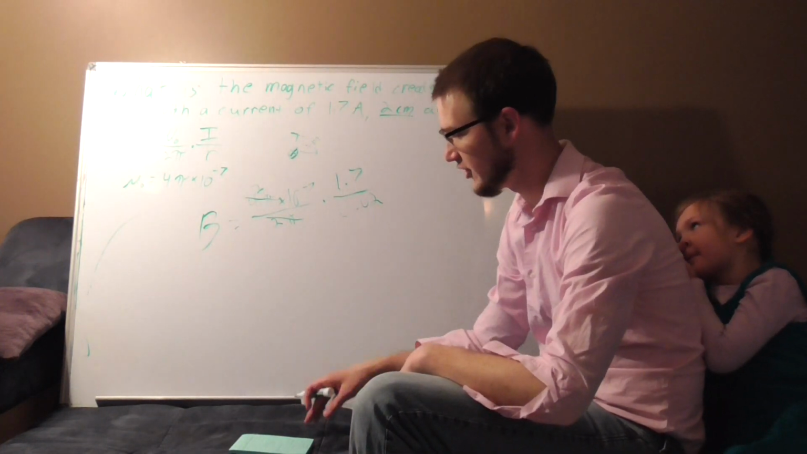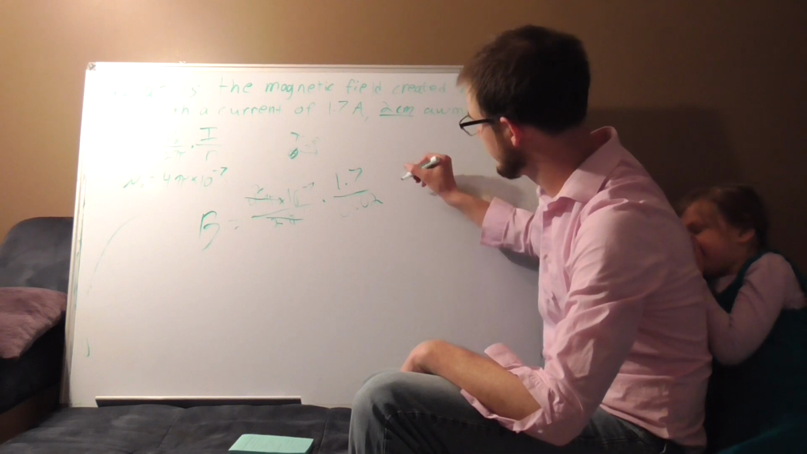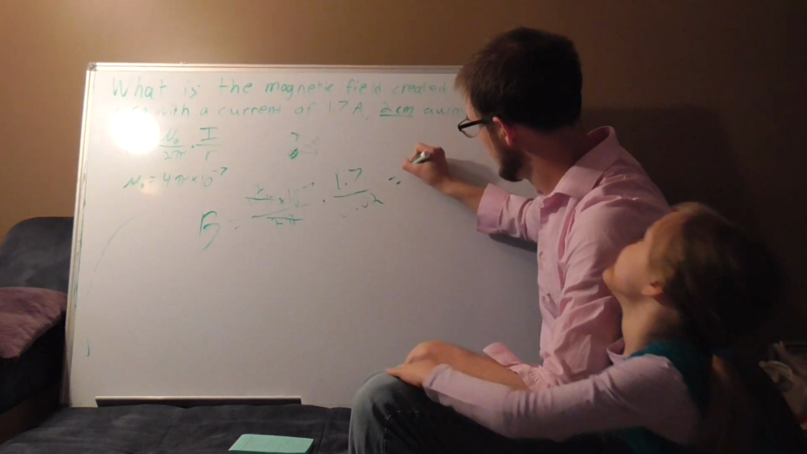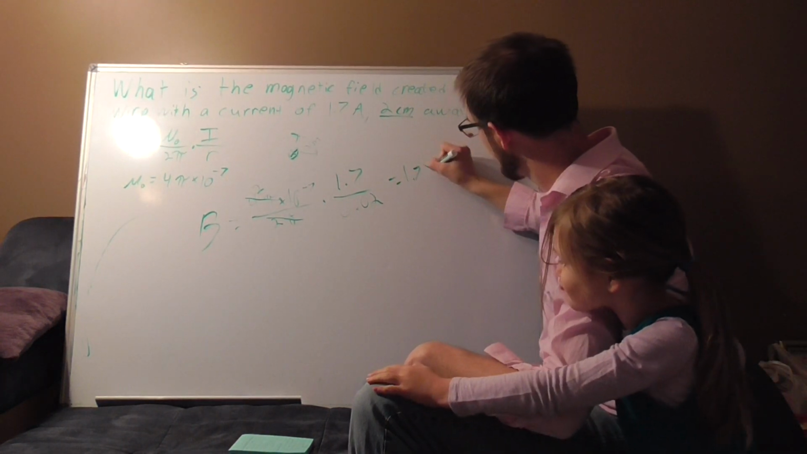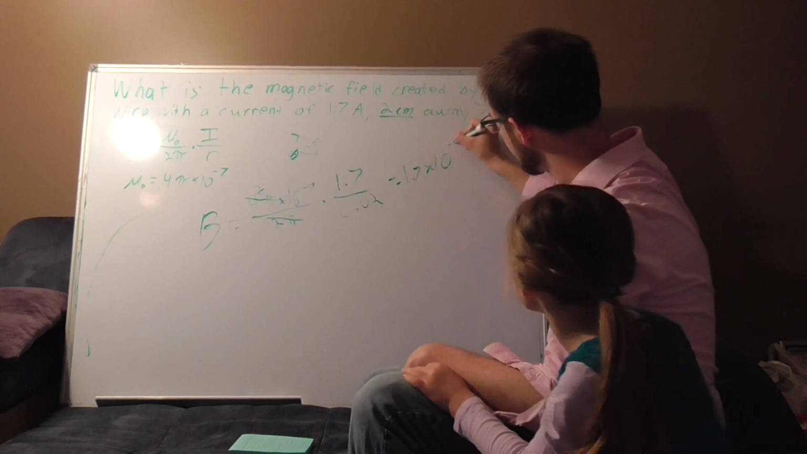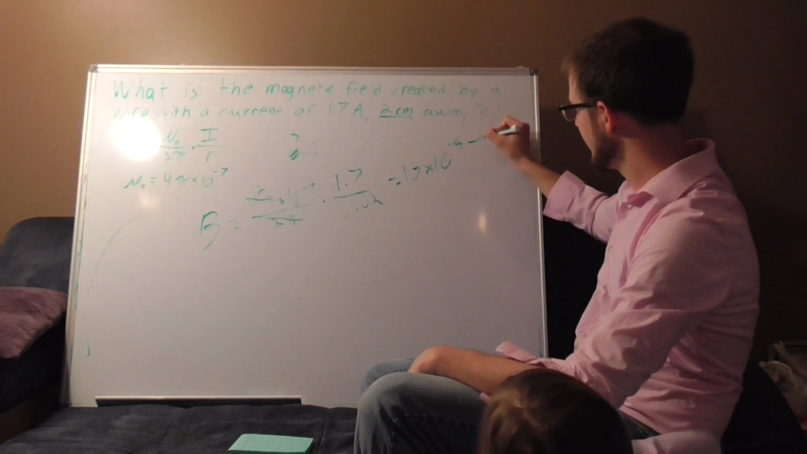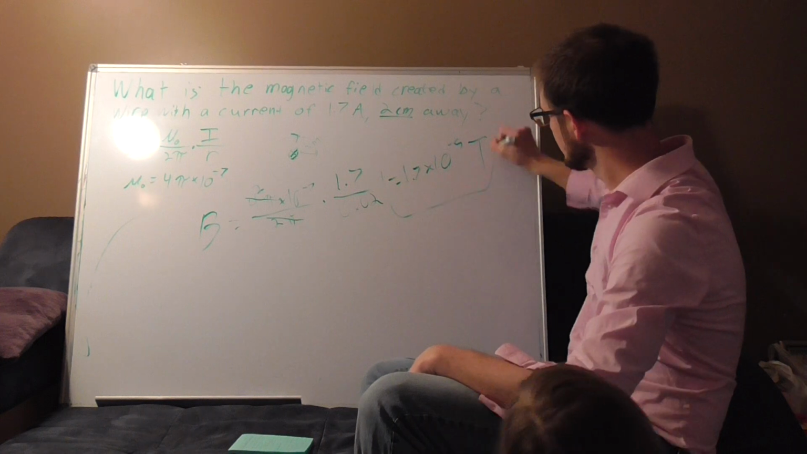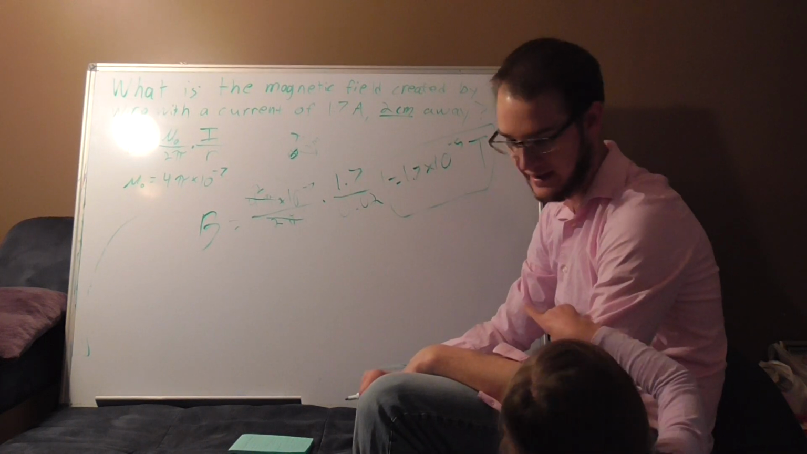So when I solve all that out, I get a value here in this case of 1.7 times 10 to the negative 5th. Now the unit for this is Teslas, and that's the unit for magnetic fields.